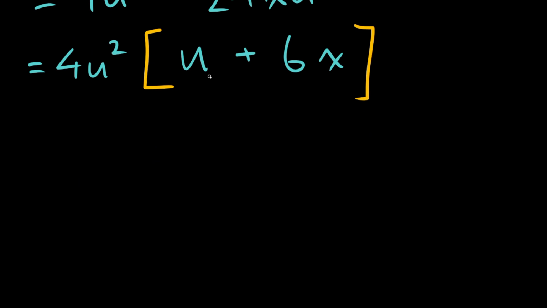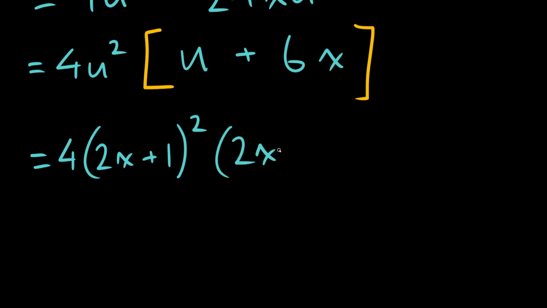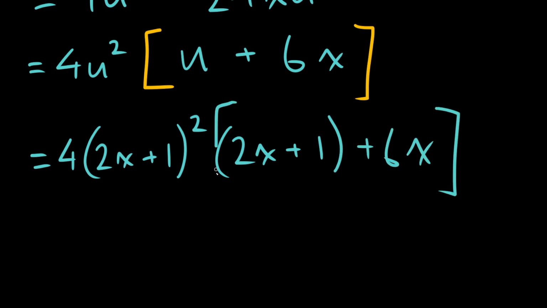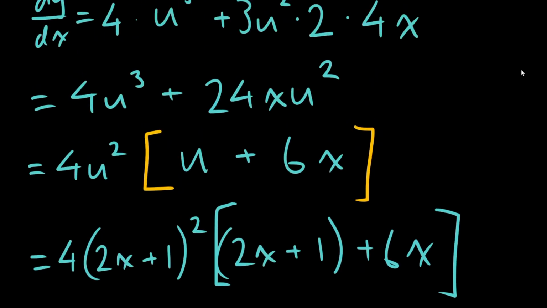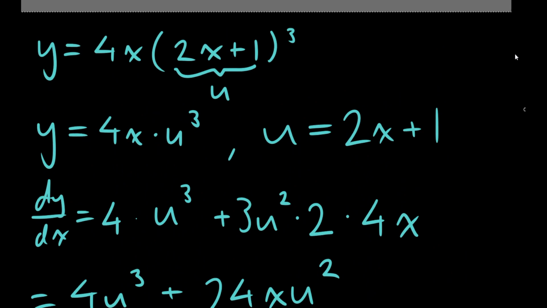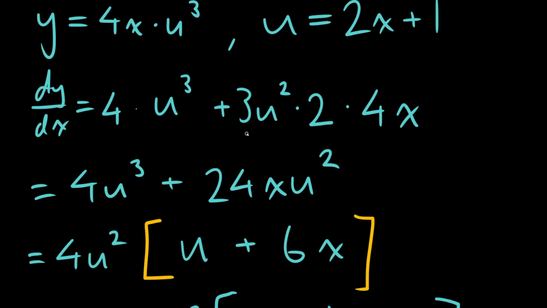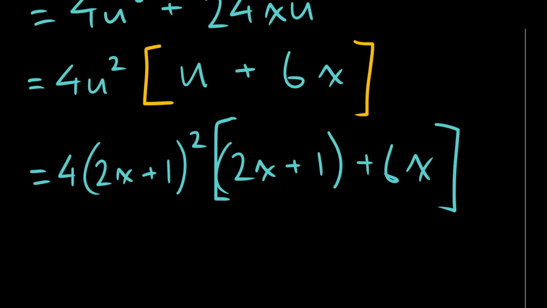Okay, now that we have all our terms, let's plug our u back in, which was 2x plus 1. We'll get 2x plus 1 squared times 2x plus 1 plus 6x, which is the derivative of our first function here. So you can see how, using the chain rule within the product rule, we managed to save some time through the multiplication of a few more things. But never ever forget to multiply by your first function again. Okay, and that's all for the product rule video.